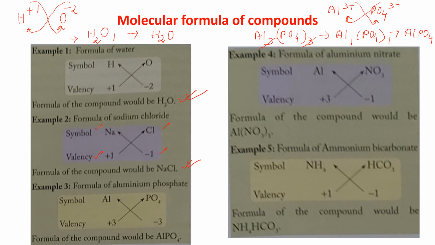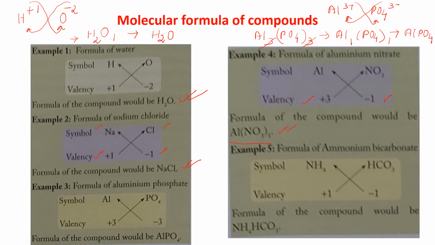Now the formula of aluminium nitrate. Aluminium with the valency +3 and nitrate NO3 together with the valency -1. Just interchange. So we are getting the formula Al(NO3)3. We have to keep NO3 in a bracket because nitrogen and oxygen together is giving you NO3, whose valency is -1. So we have to keep it within a bracket and 3 will come after the bracket. So the formula is Al(NO3)3.